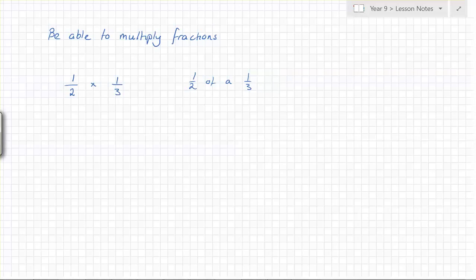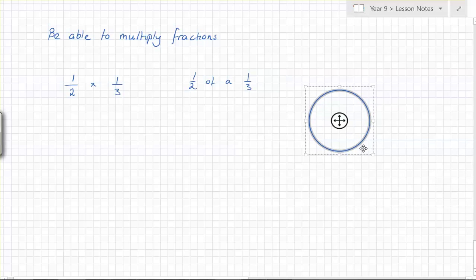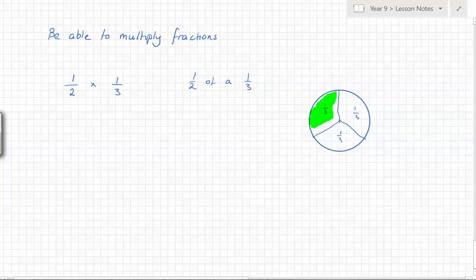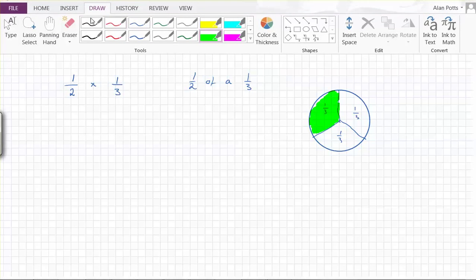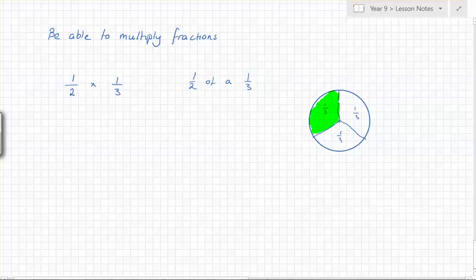What that means is that if we start with a cake and I roughly split this cake into thirds, each section is 1/3. Well, I'm now going to take only one of those thirds. That's all I've got as a cake. And then to say 1/2 of the cake, what do I need to do? Split it in half. So I take my third and I cut it in half, like this.